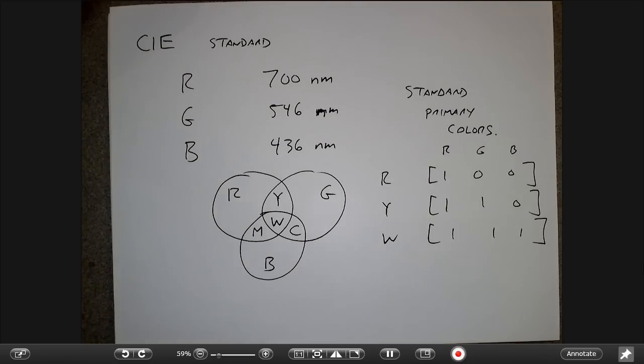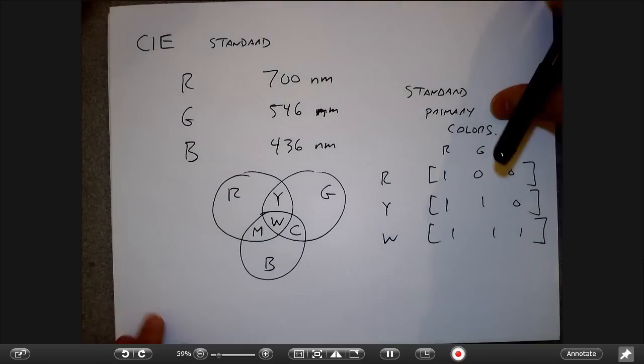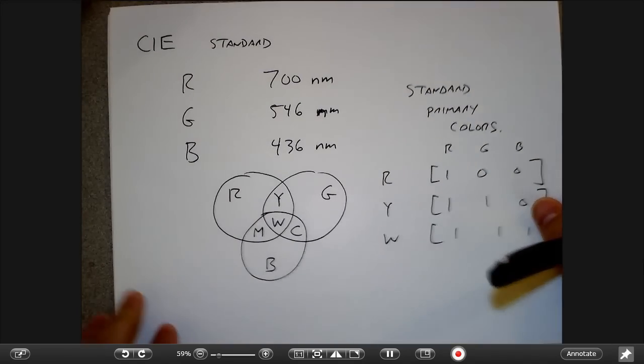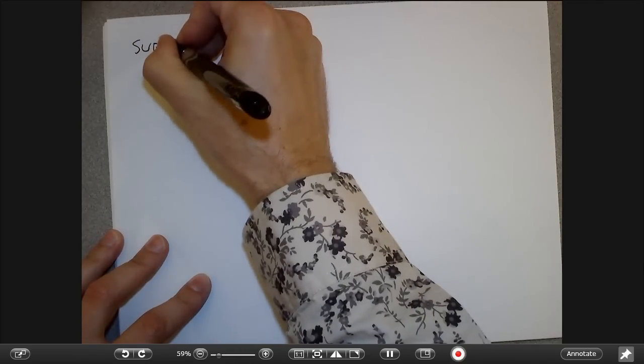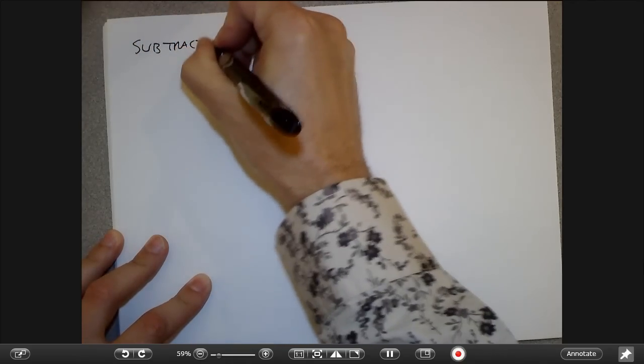On the other hand, one other thing to remember is that this is how light is combined, but things are different when you talk about how ink and printing is combined. So let's just talk about that for just a second. You may have also heard of the CMYK color space. So what does that mean? That's called a subtractive color space.